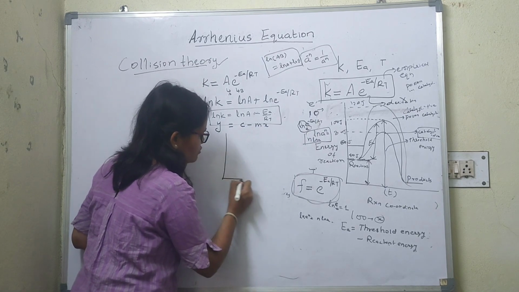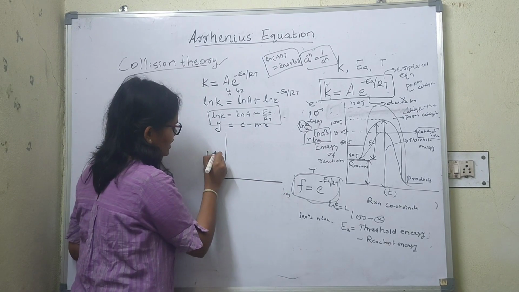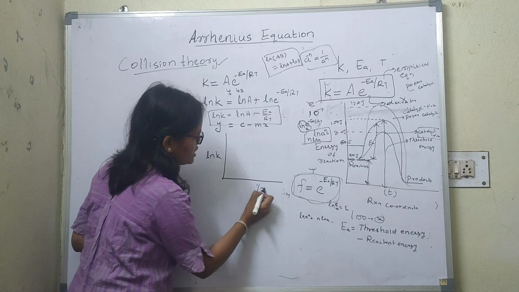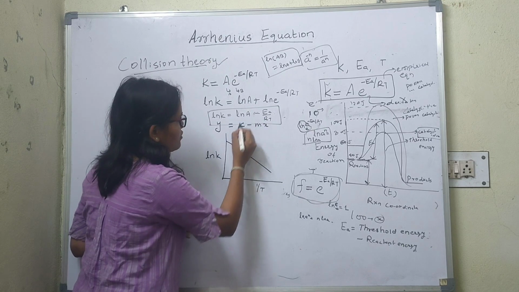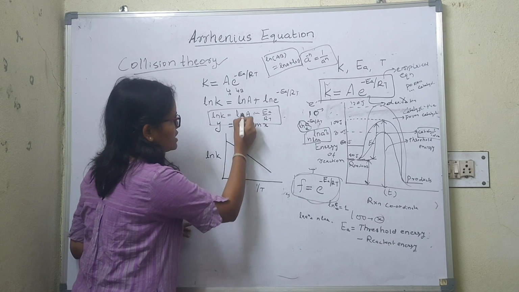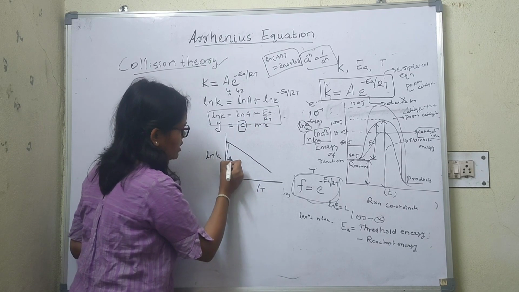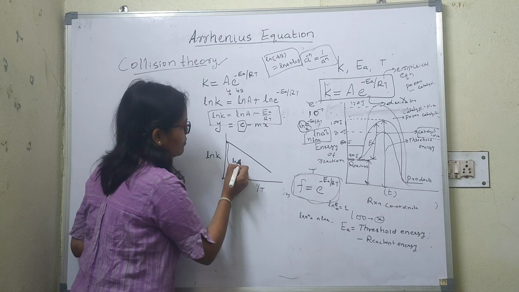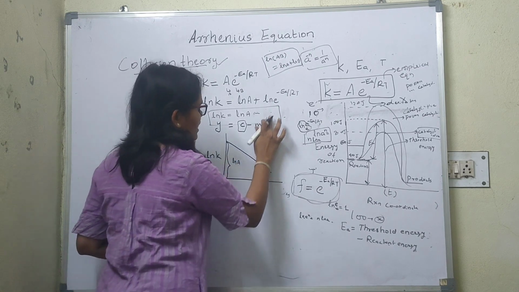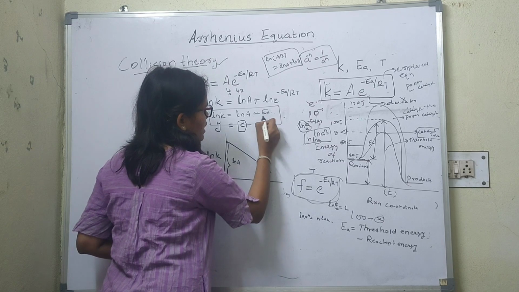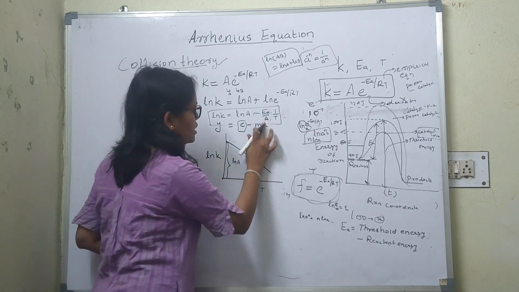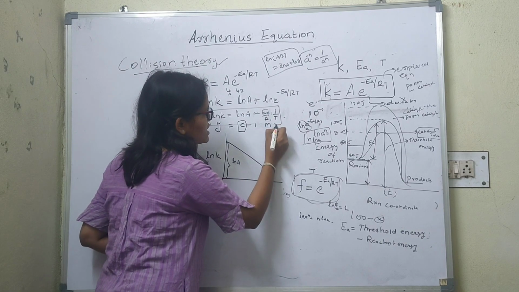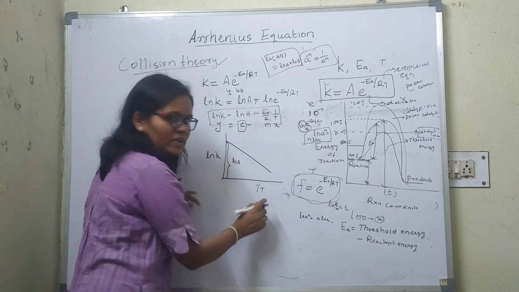So how does the graph look? The graph between ln k and 1 by T looks something like this. Here the y-intercept is C, that is ln A. So this will be ln A, and what will be the slope? I can write this as EA over R into 1 by T, right? So this is m, this is x. So x is 1 over T.